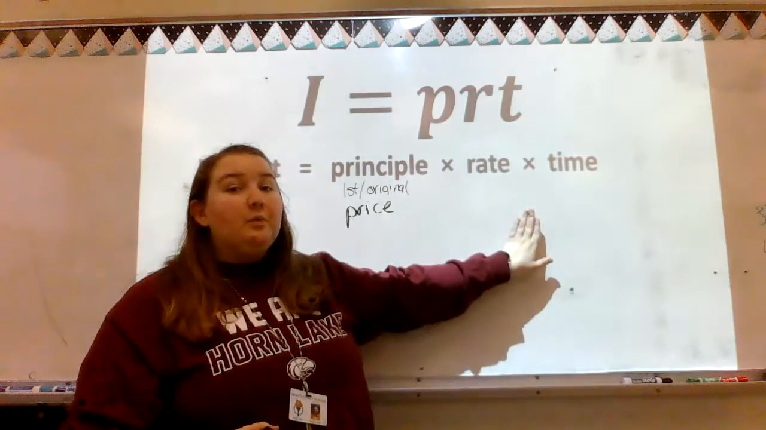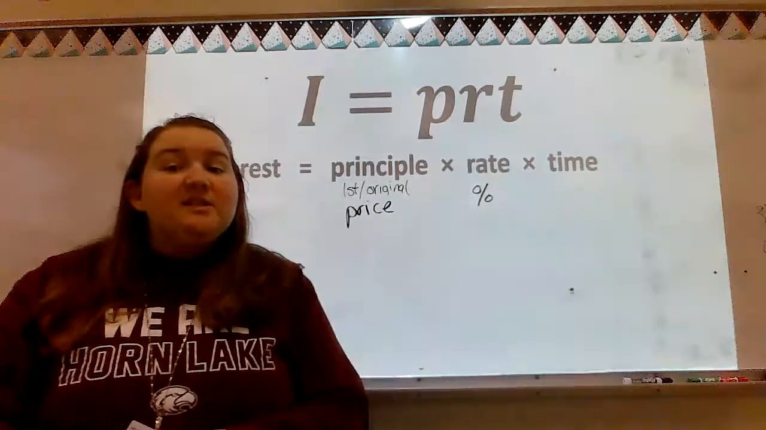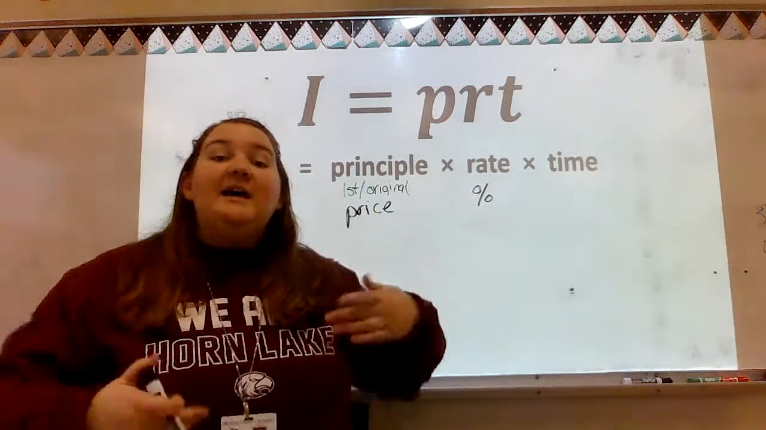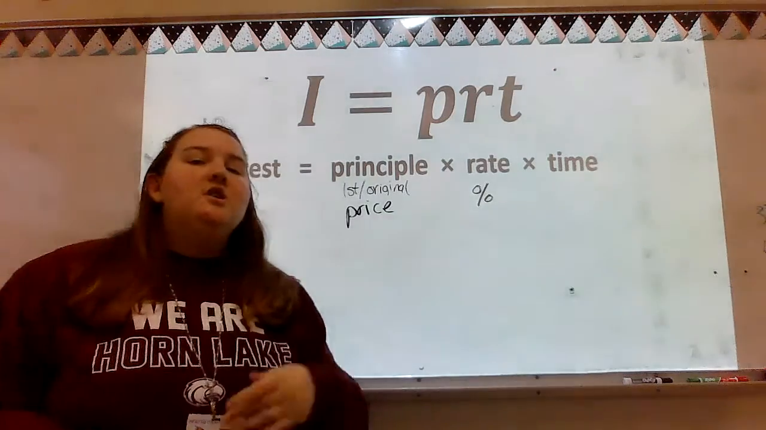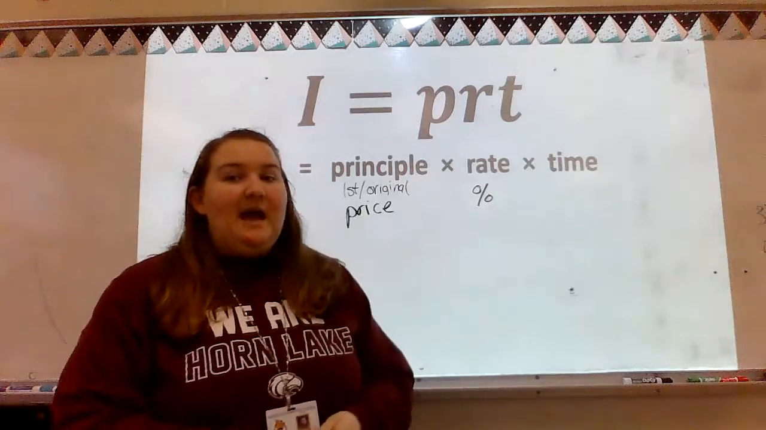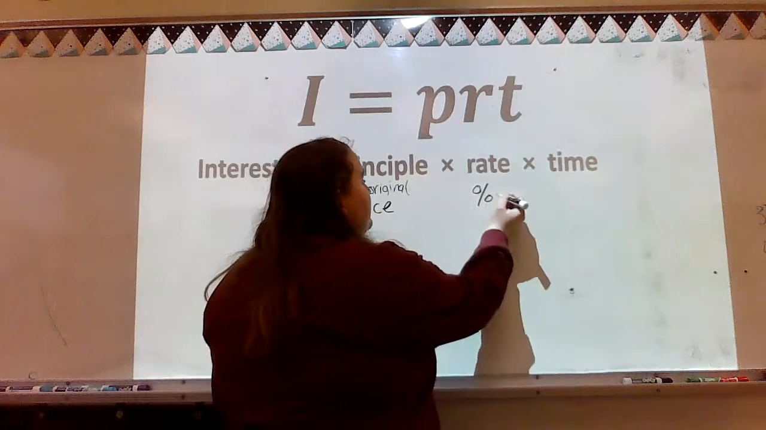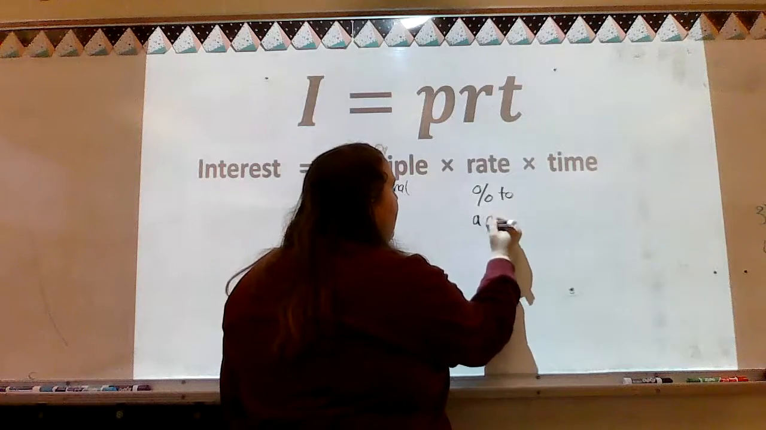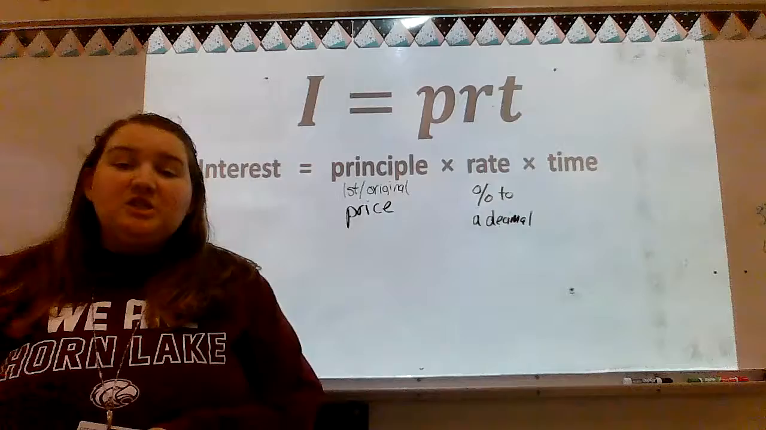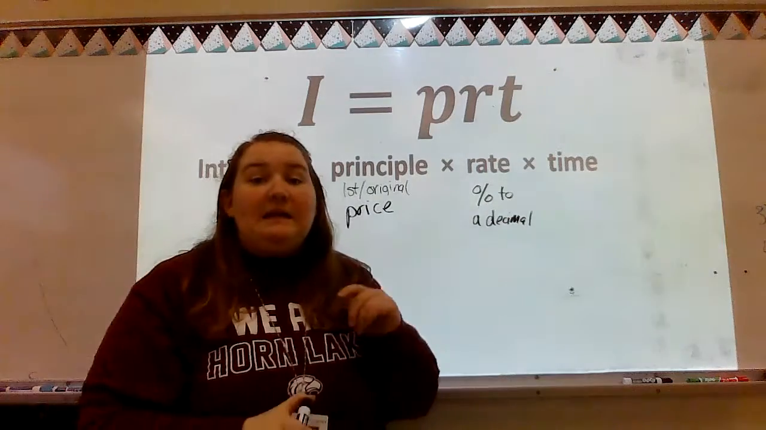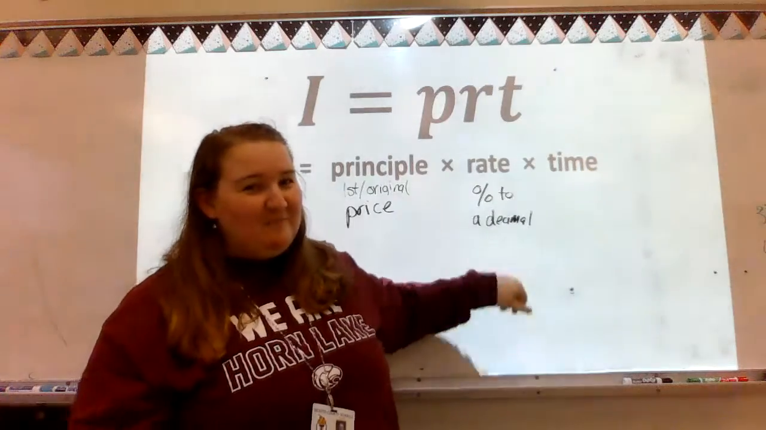R is your rate. Another way to say this is your percent. So when you hear interest rate, they usually say it has an interest rate of 4.2, 9.12, whatever. So the percent is your rate. Now, again, we're talking about money. So that means you're going to change your percent to a decimal. Okay? You're going to change your percent to a decimal. When you are in money form, all of your other numbers have to be in money or decimal form, okay?